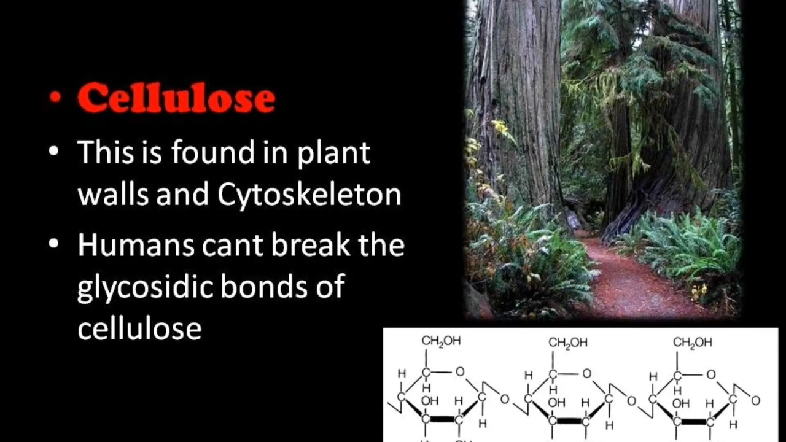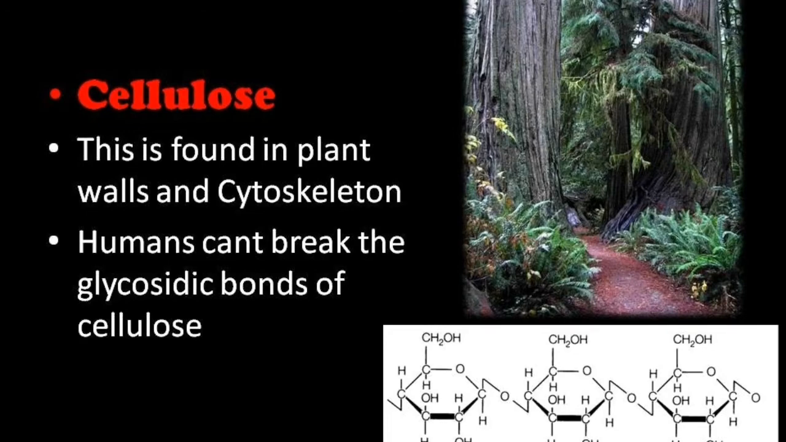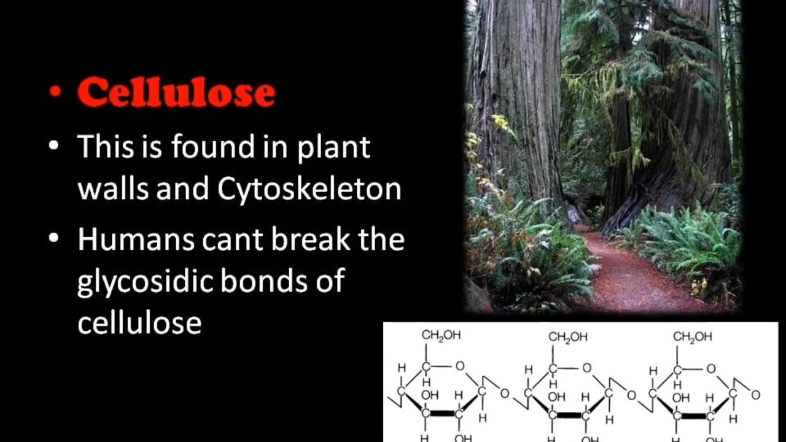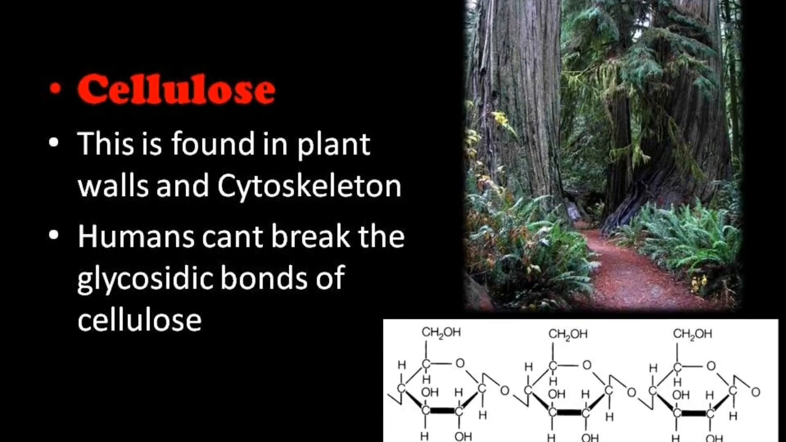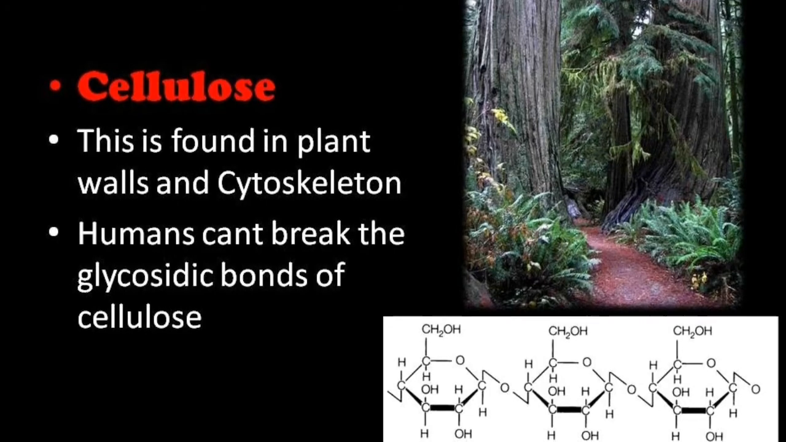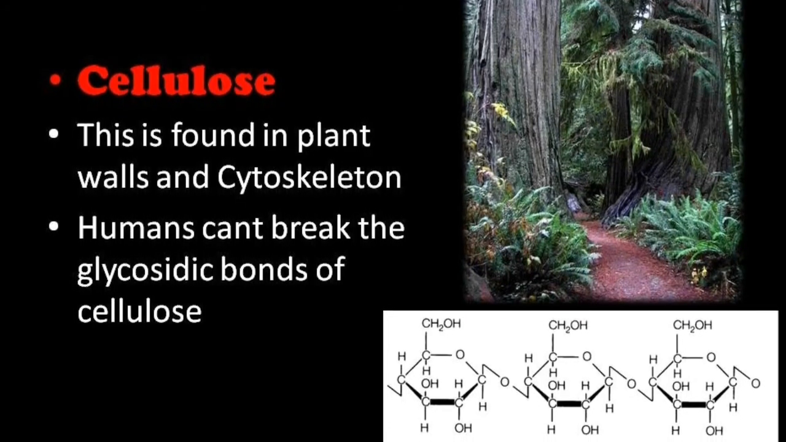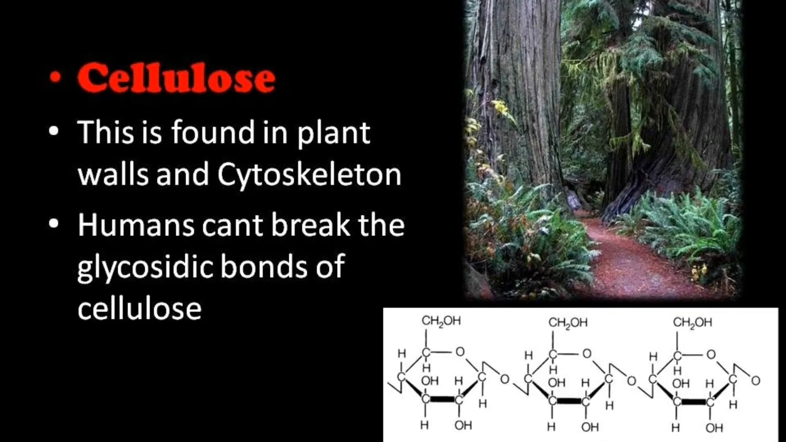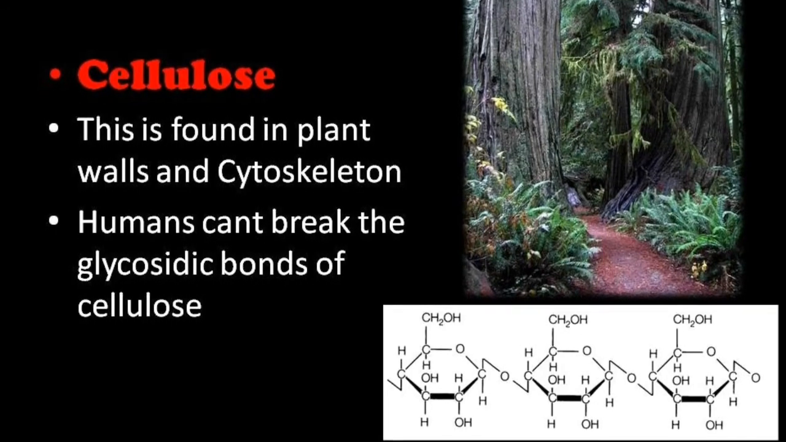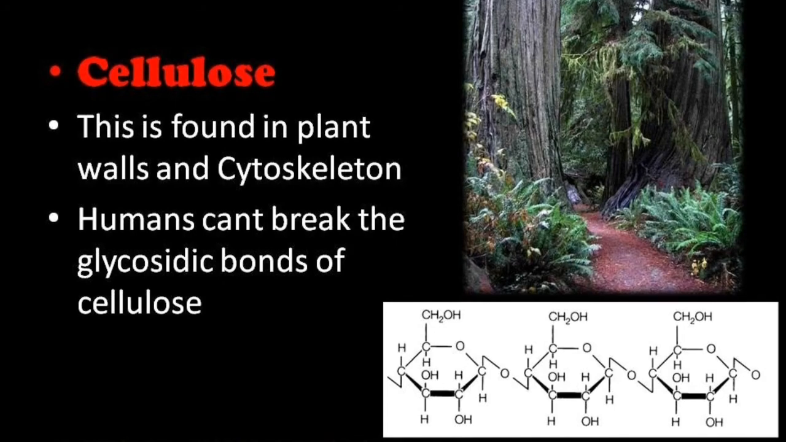Though we can't break that down. So when we eat plants, we're not getting our energy from the cellulose. We get it from the starches and other sugars that they have. We can't break it down. So if you have eaten corn one time and seen it a little bit later, that's because that outer layer has lots of cellulose in it.